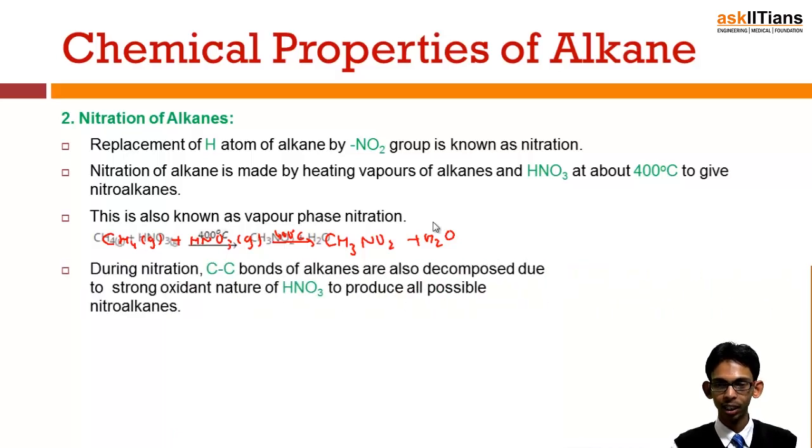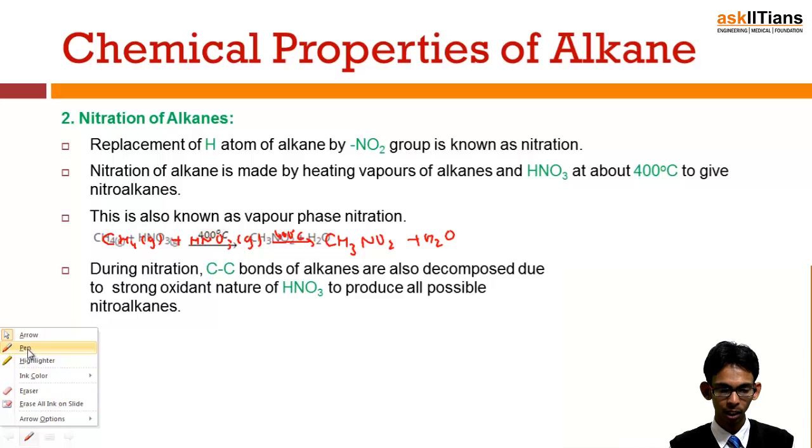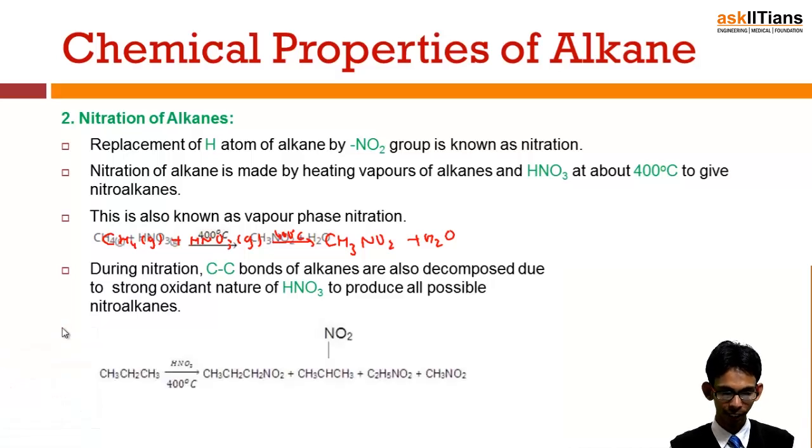During nitration, carbon-carbon bonds of alkanes can be decomposed due to the strong oxidizing nature of NO2, producing all the possible nitroalkanes. As NO2 is a strong oxidizing agent, sometimes carbon-carbon bonds break up and all the possible products are formed like this. This is a propane molecule, and it is reacting with HNO3. So what are the possible products formed?